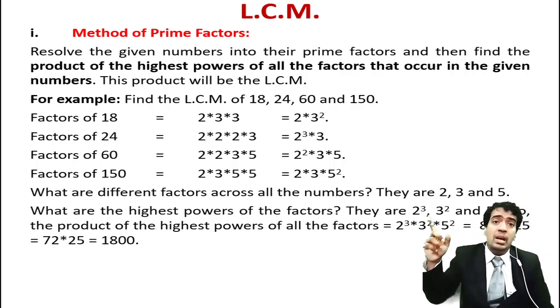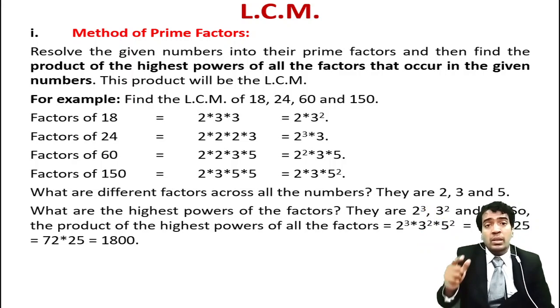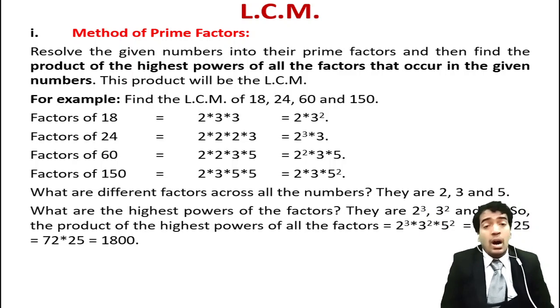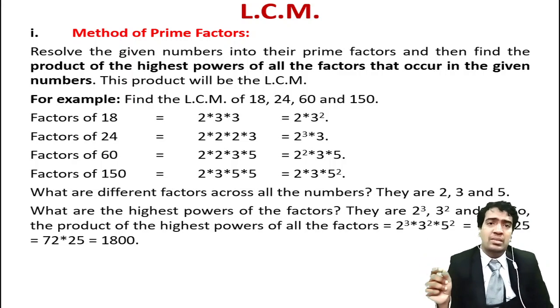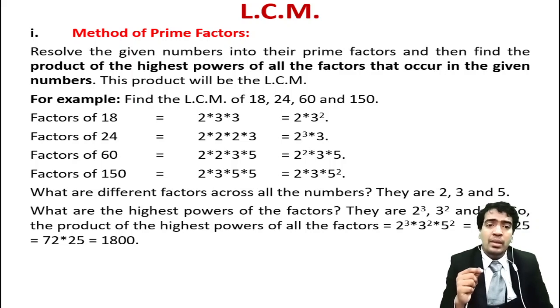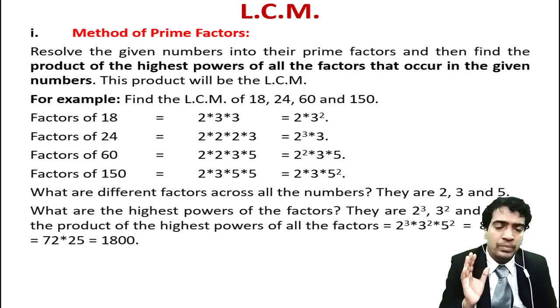Remember, in the HCF example, we took three numbers in which two numbers have 2 and 3 as factors with varying powers, but in the third number there is a 5. So in calculation of HCF we ignored that 5. However, in calculation of LCM, we should include all the factors, even if they are not common. So, it is the product of the highest powers of all the factors that occur in the given numbers. Let us take an example.